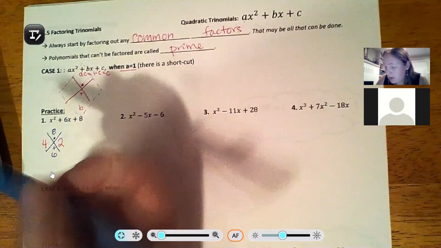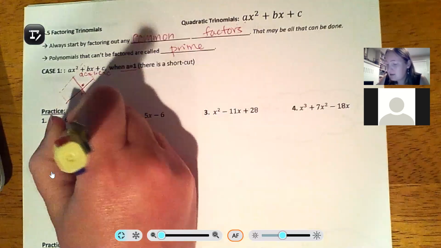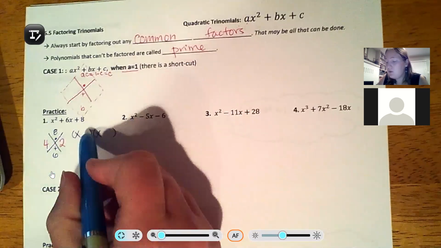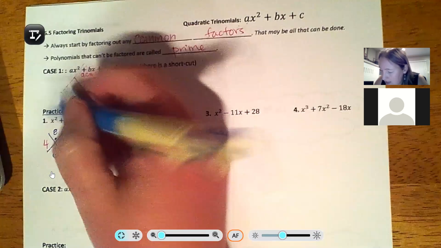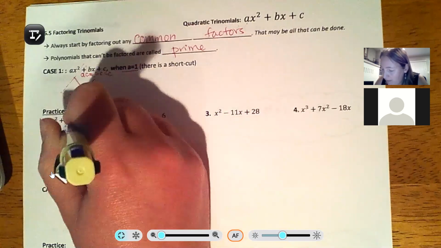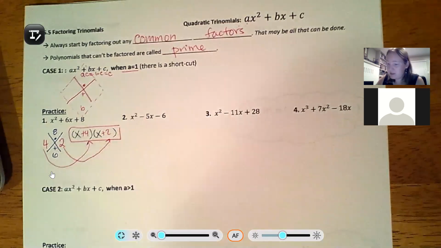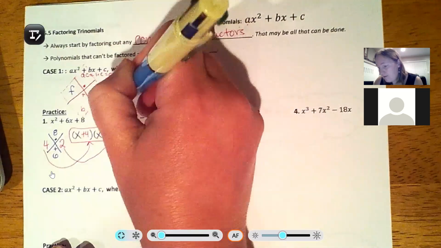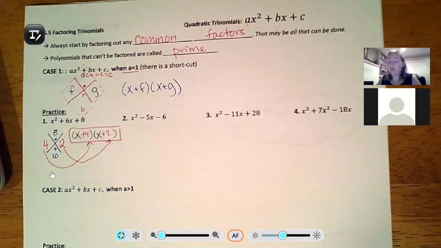So what do I do with those numbers? What does that help us with? Well, you know that you have an x times an x for your FOIL, that gets you x squared. And then wouldn't it be x plus 4 and x plus 2? Exactly. So by doing that diamond, you've got what you're going to fill in your factorization with. Sometimes we call this f and g, and then it would be x plus f, and then x plus g. So that's when the A is 1.